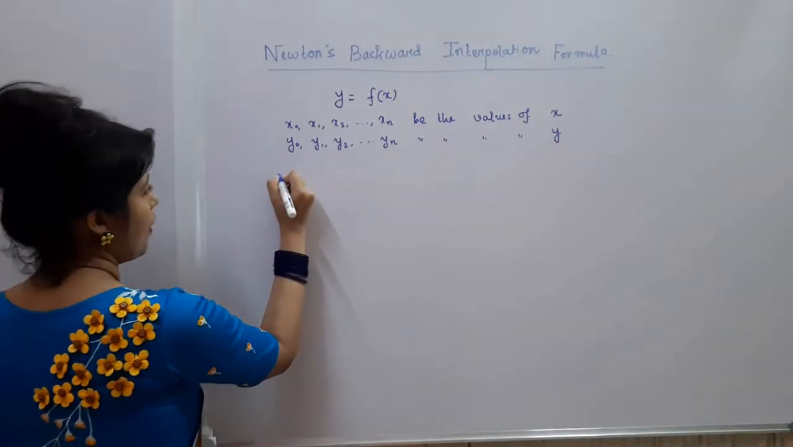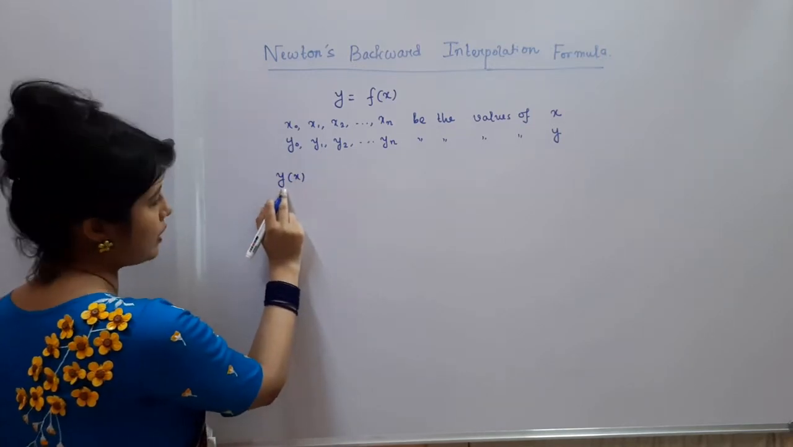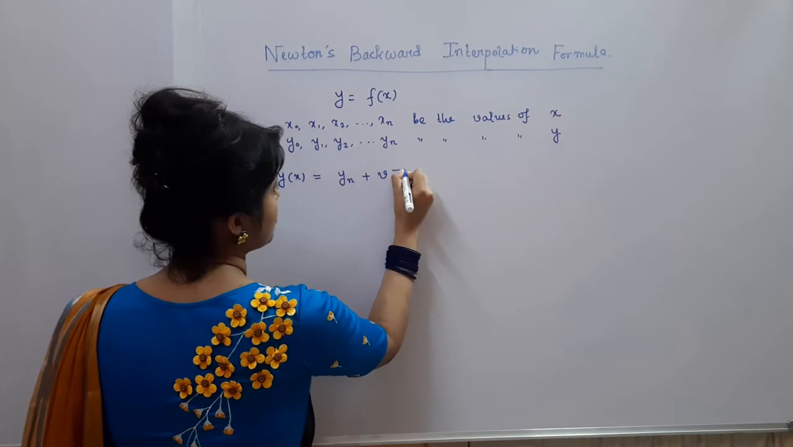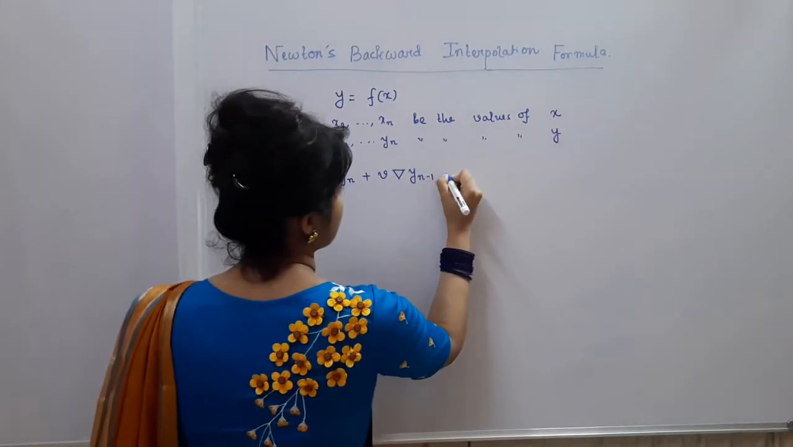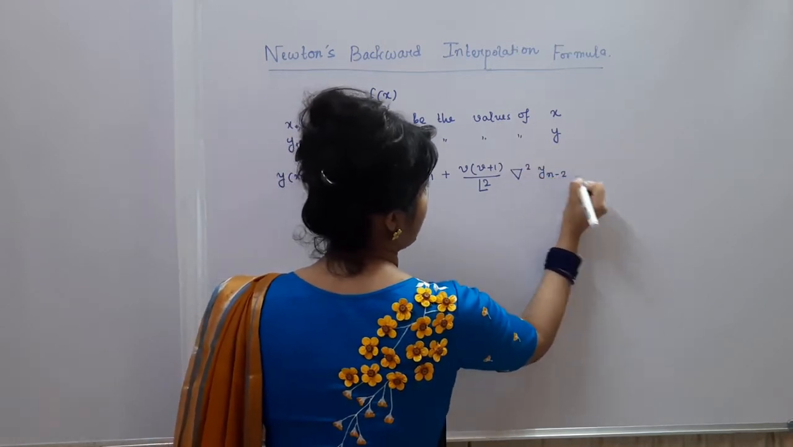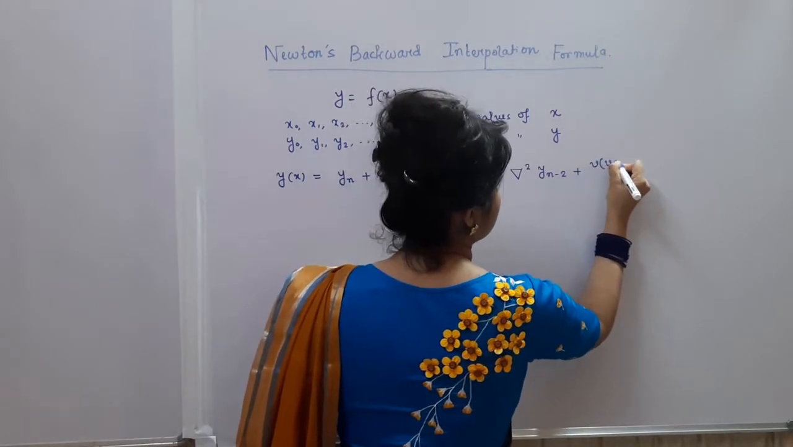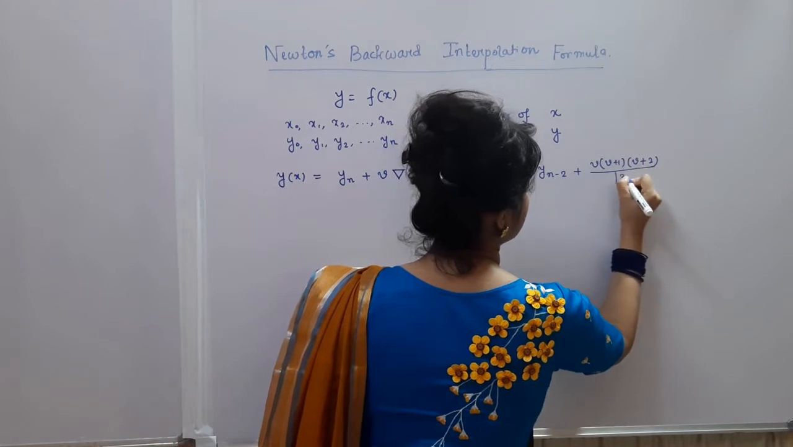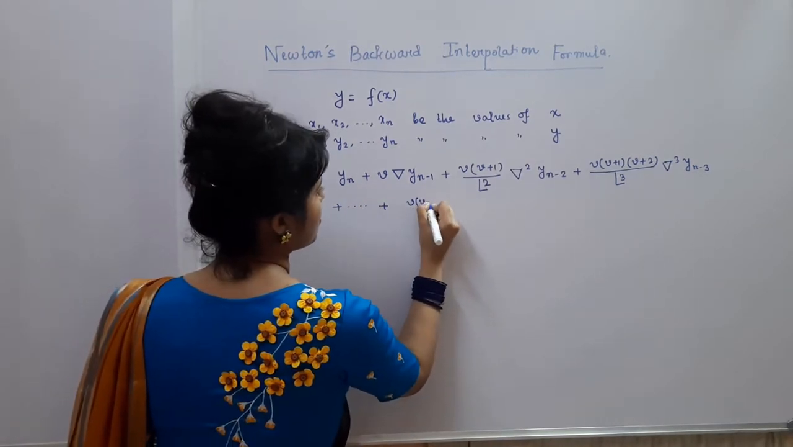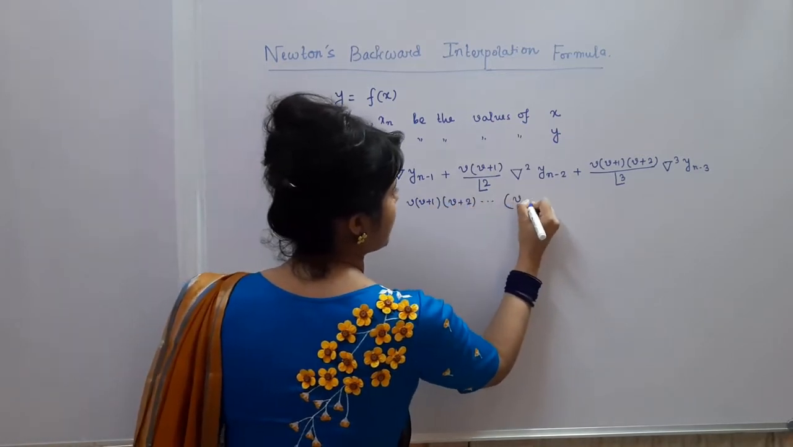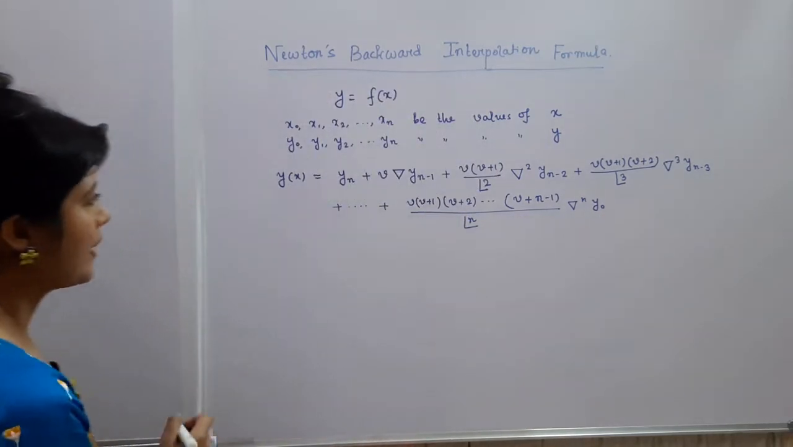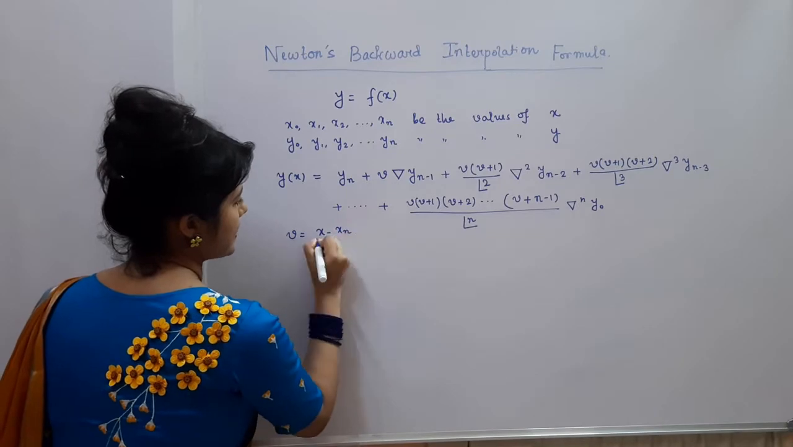Now if we want to estimate some y for some intermediate value of x using Newton's backward interpolation formula, then the formula is: the value of y which is going to be estimated is equal to yn plus v into the backward difference operator delta yn minus 1, plus v into v plus 1 by factorial 2 into delta square yn minus 2, plus v into v plus 1, v plus 2 by factorial 3 into delta cube yn minus 3, plus up to v into v plus 1 into v plus 2 up to v plus n minus 1 by factorial n into delta n y0. And this v is equal to x minus xn by h.